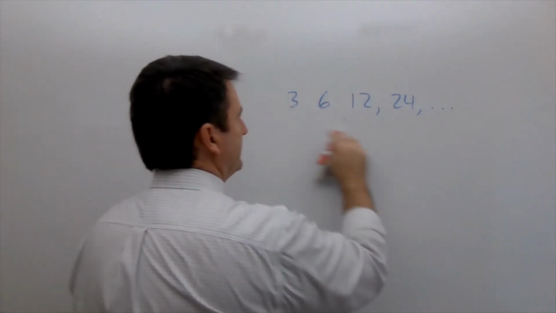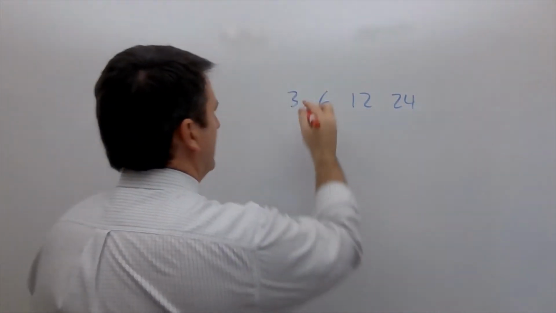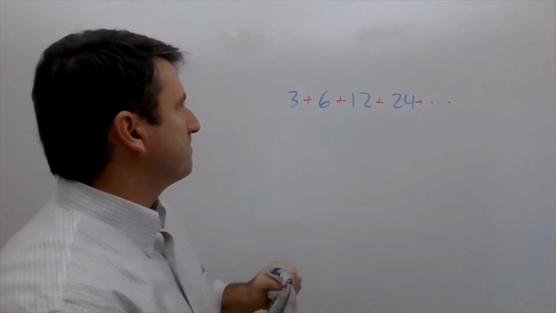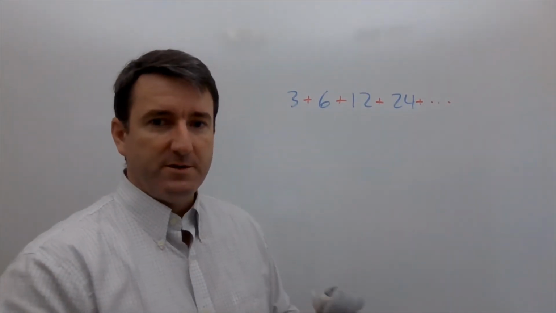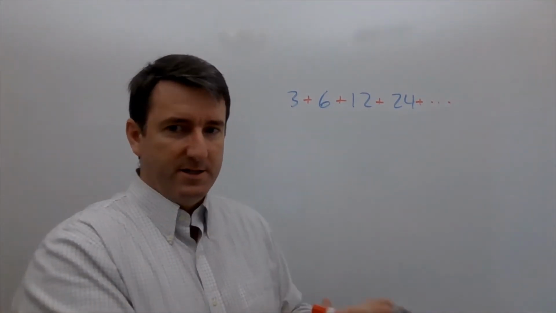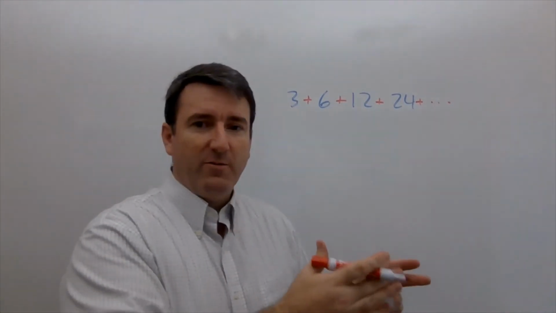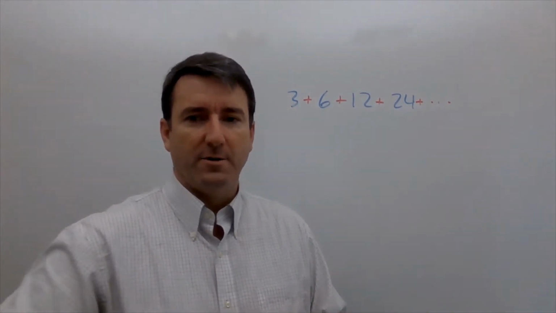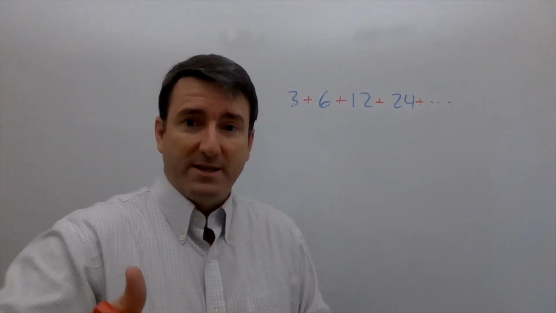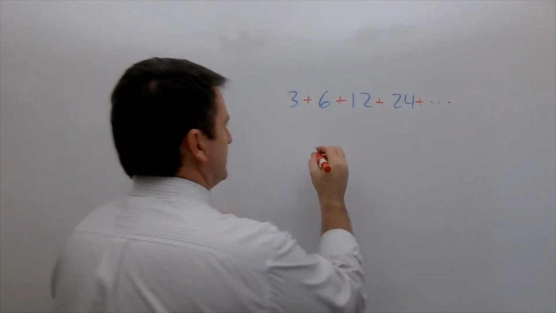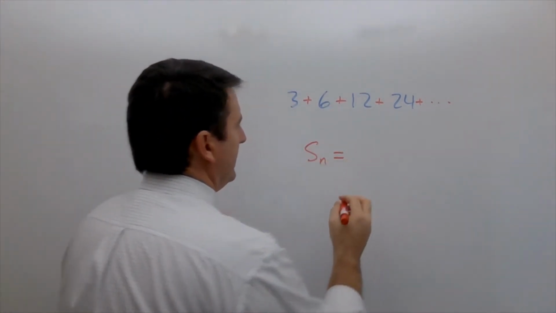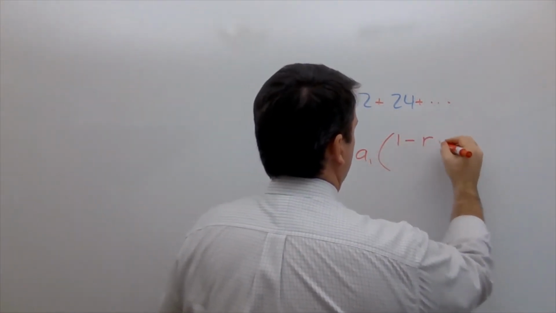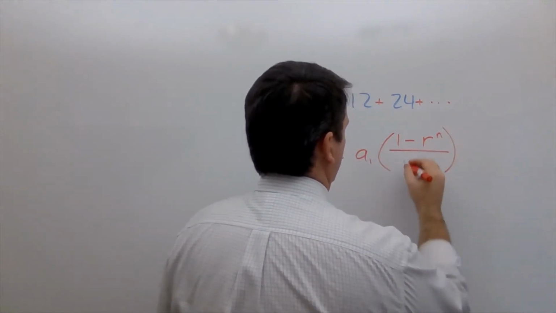So instead of just listing these out like this, we're going to add them all together. All right, and so the formula that we're going to use to find the sum of a finite geometric series, that is, if we're only summing the first 6 terms of the series or something like that, stopping at some finite point, then the sum is going to be S sub n is equal to the first term times 1 minus r to the nth power over 1 minus r.